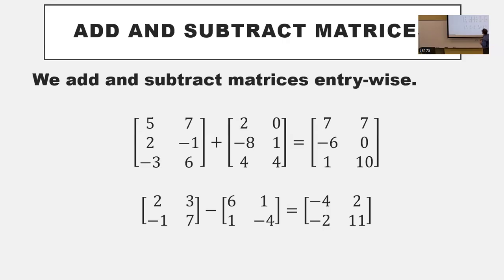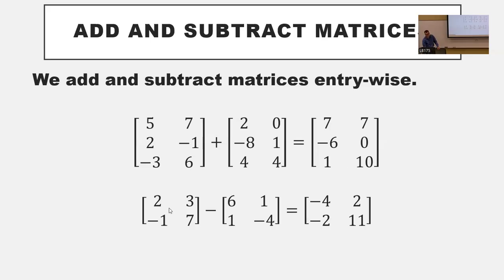So, for instance, if we want to add these, 5 and 2 get added to 7. 7 and 0 get added to 7. 2 and -8 get added together and give me a -6. -1 and 1 get added together and give me a 0. And so on and so forth. -3 and 4 add together to give me 1. 6 and 4 add together to give me 10.